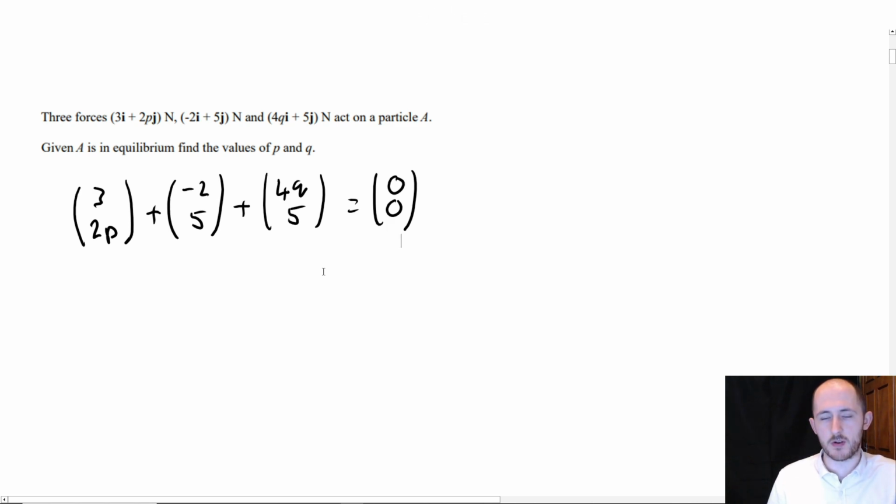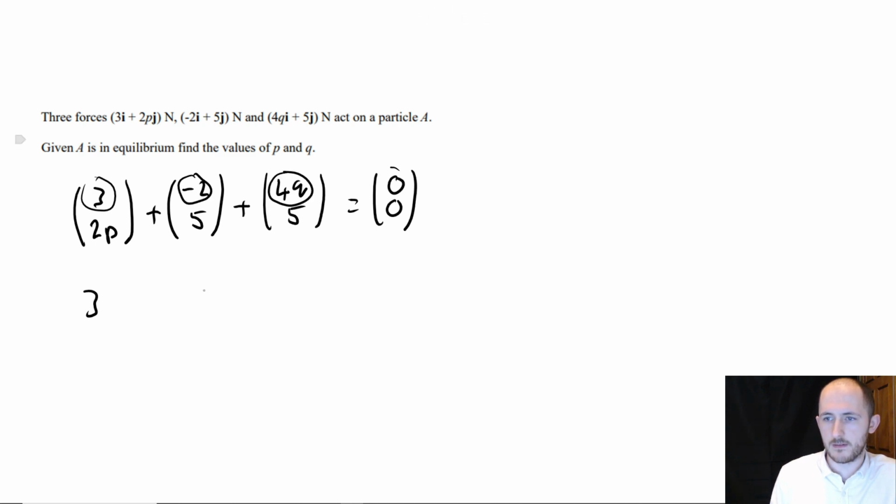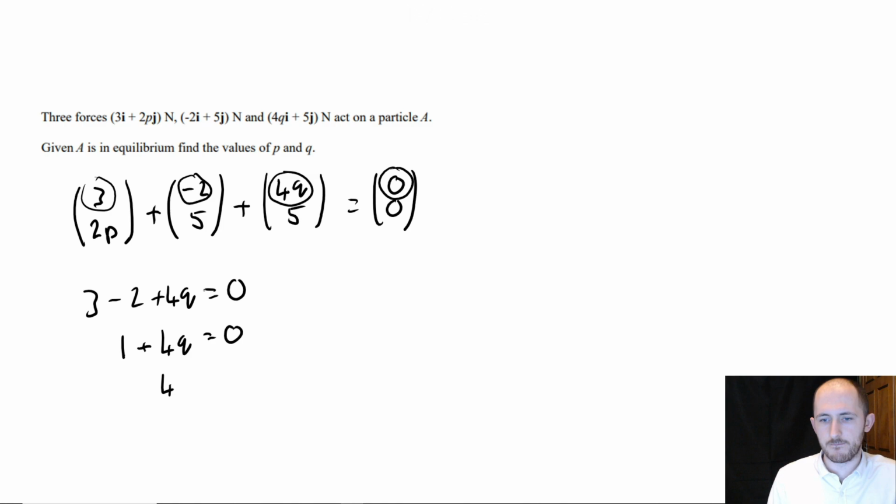Now the reason why this isn't impossible, the reason why this can work, is I now have two equations. If I look at the top part here, I have 3. So I'm just looking at the top sections here, these values here. I have 3 minus 2 plus 4q should equal 0. Okay? So then you have 1 plus 4q equals 0. 4q equals negative 1, and therefore q is equal to negative 1 over 4.